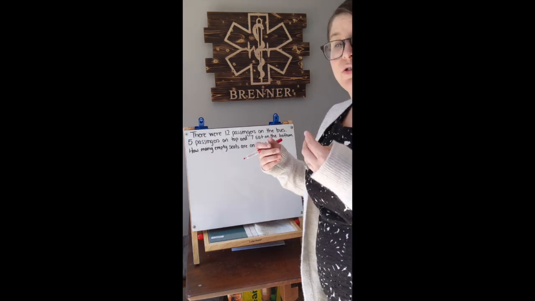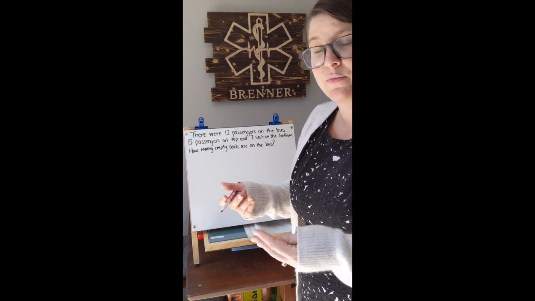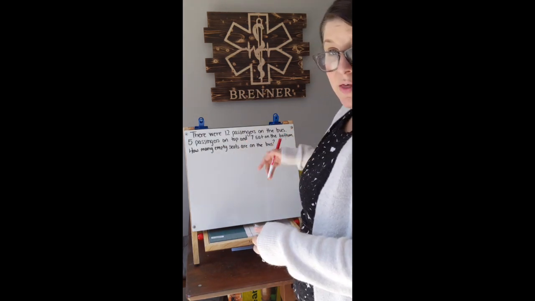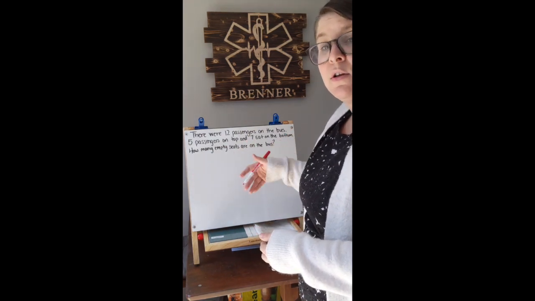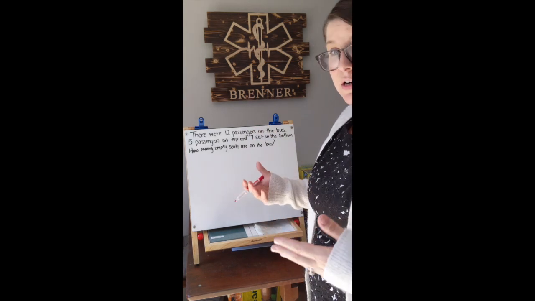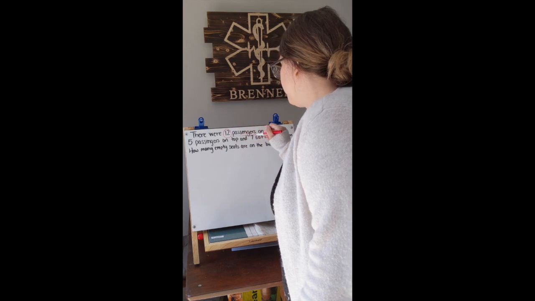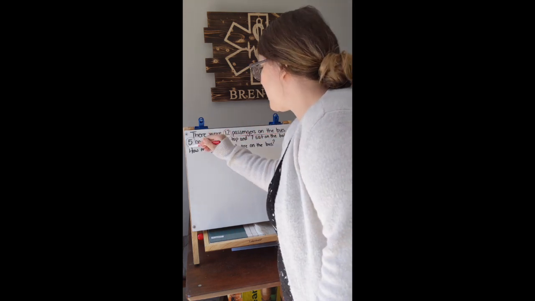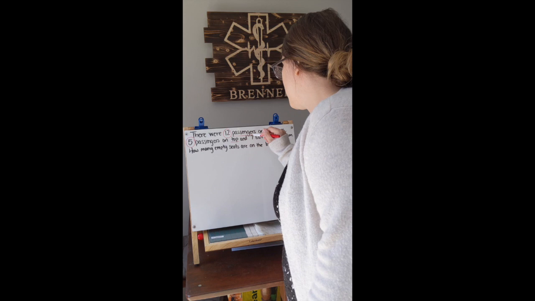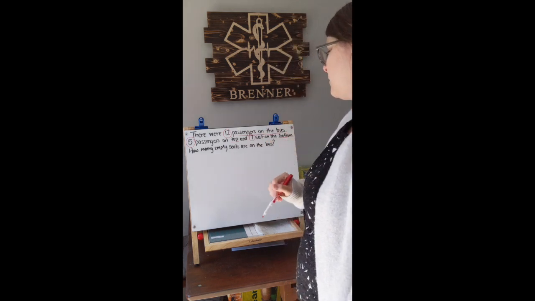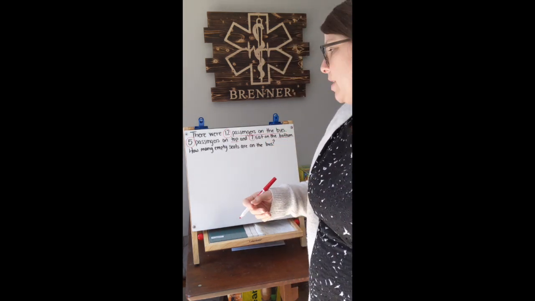So part of what your scholars may or may not remember is that on a double-decker bus, 10 could be on the top and 10 could be on the bottom. So there could be 20 passengers on the bus at all times. So if there were 12 passengers on the bus, and 5 passengers were on top and 7 were on the bottom, how many empty seats are there on the bus?